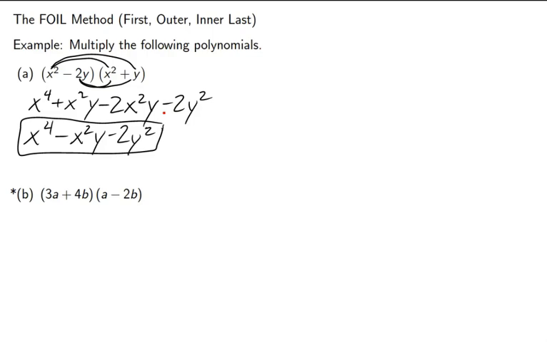First, outer, inner, last. So, right here we see a star, and that simply means this is a problem for you to try. So, feel free to pause this video and take a look at this problem and see if you know what to do with it.